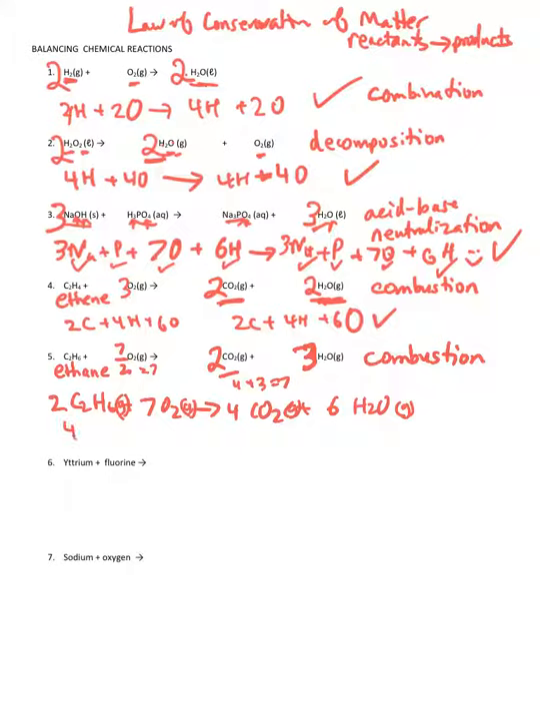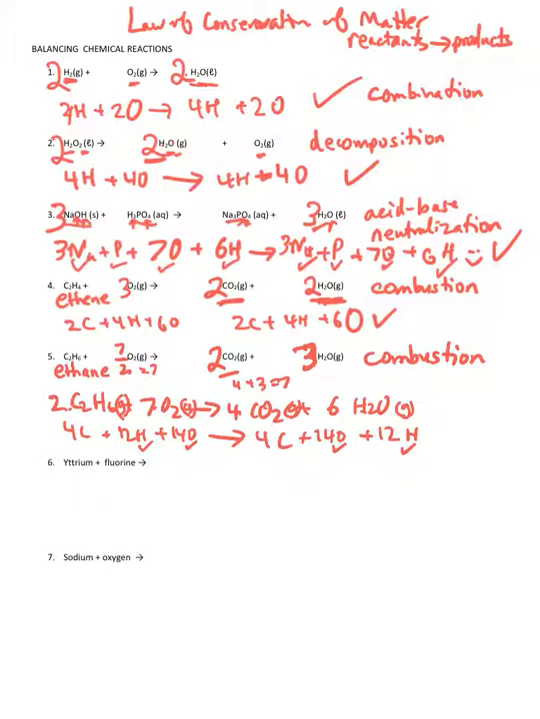2 times 2 are 4 carbons, plus 2 times 6 are 12 hydrogens, plus 7 times 2 are 14 oxygens on the left. Gives me 4 carbons on the right. 4 times 2 are 8 oxygens in the carbon dioxide, plus 6 from the water, gives me 14 oxygens, so that guy's balanced. And then hydrogen, 6 times 2 are 12 hydrogens, so the hydrogens are balanced. We've got a balanced chemical reaction. A little bit different, we had an extra step in there.